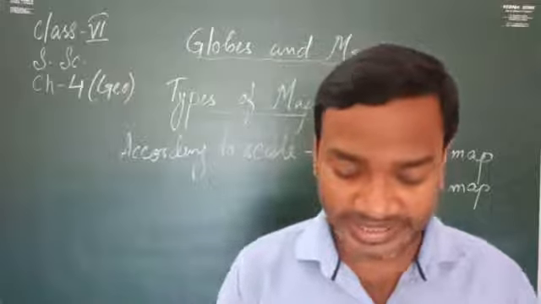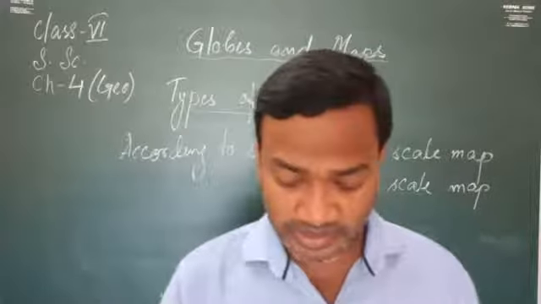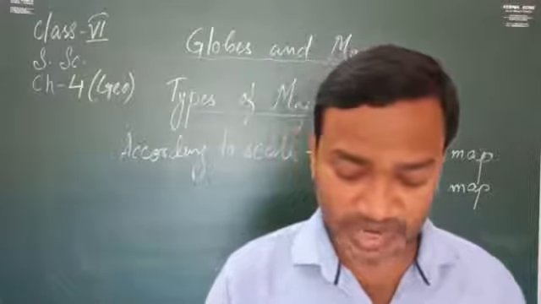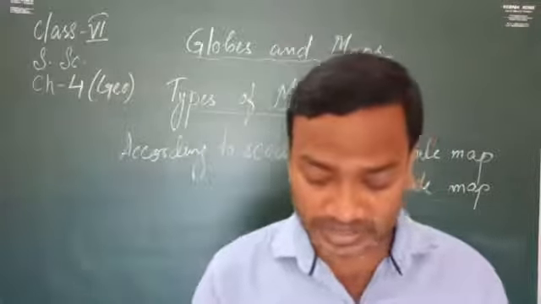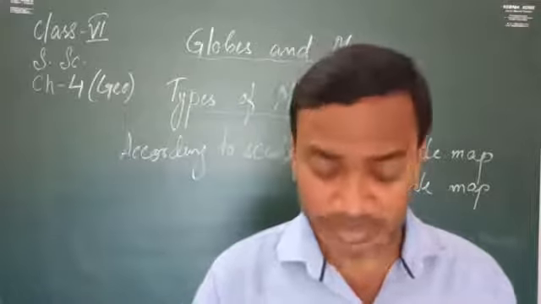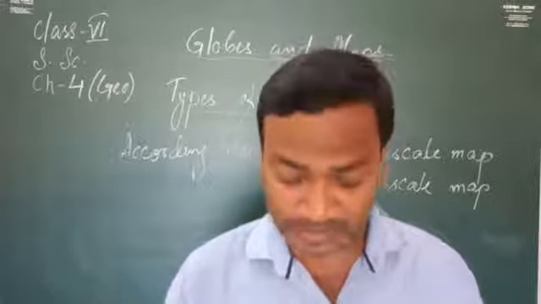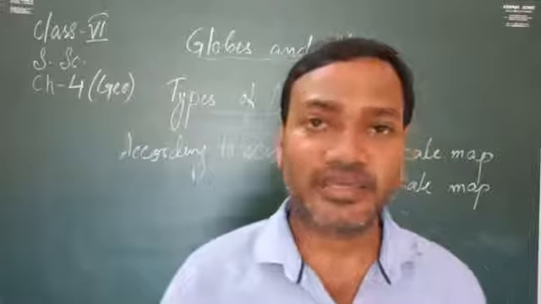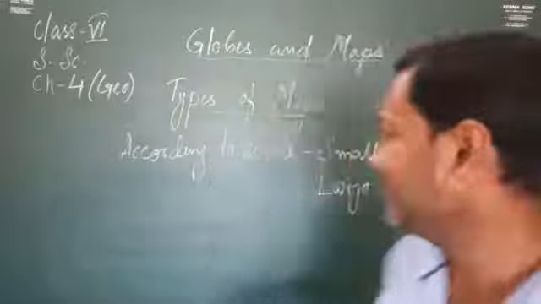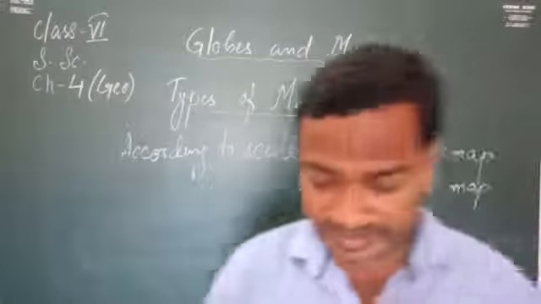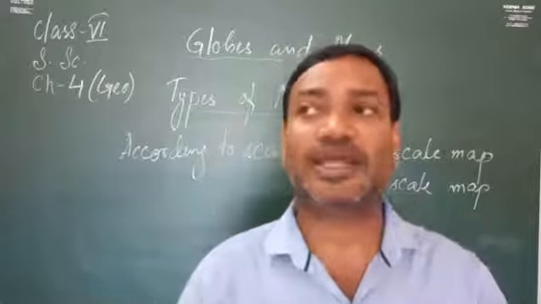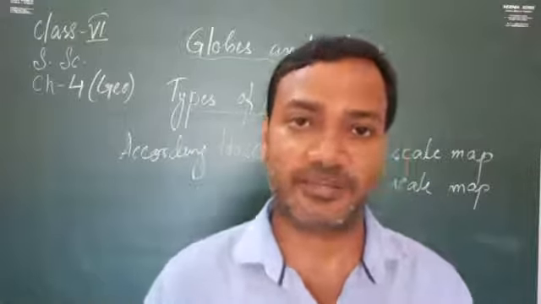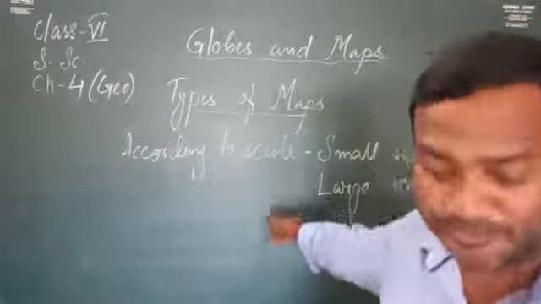The maps in an atlas or the wall maps used in classrooms are small scale maps. That means the area is very big but the details are less. Another is the large scale map, which shows a very small area, but every detail is given. So here we find the two types of maps according to scale.